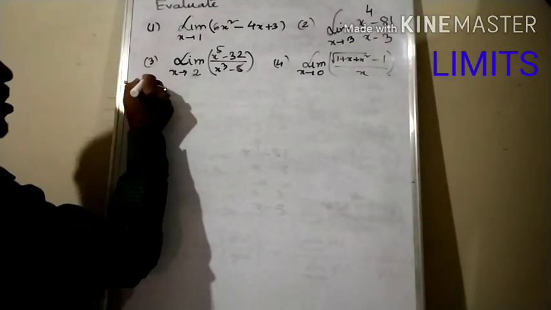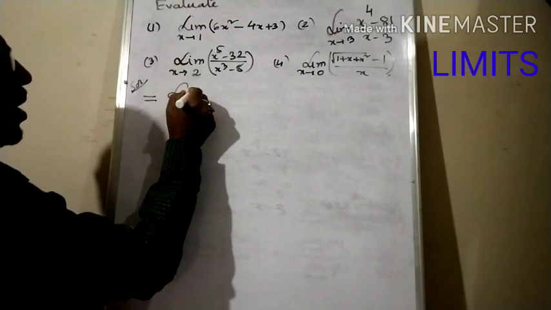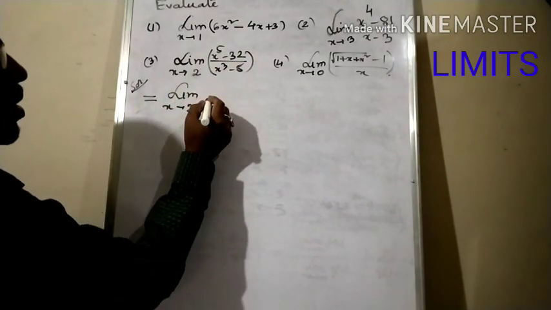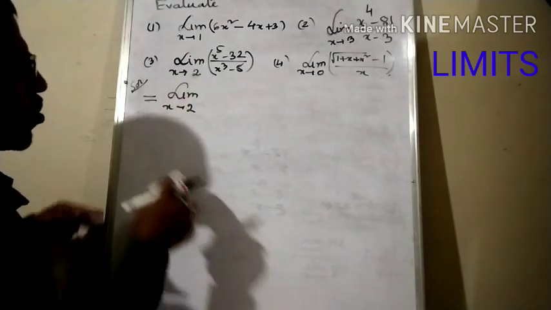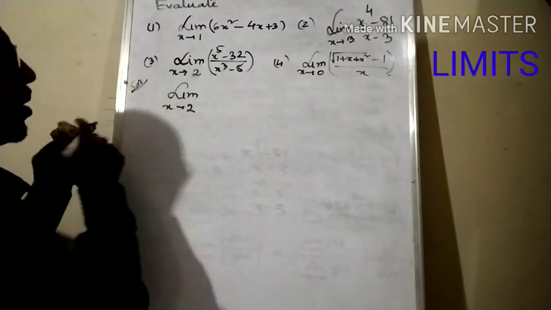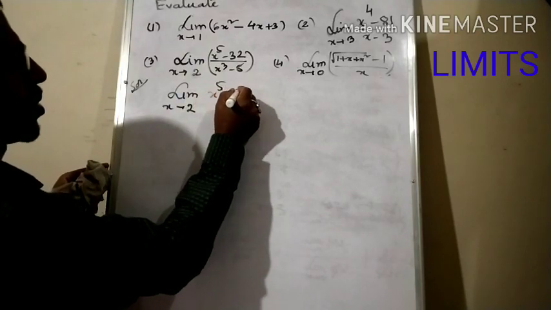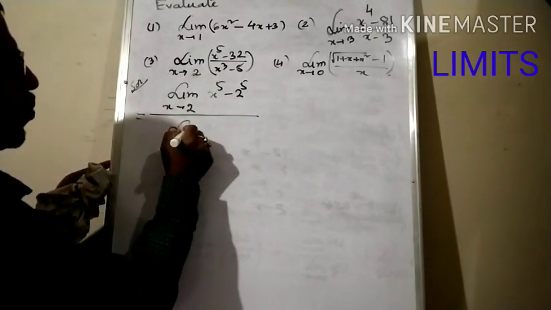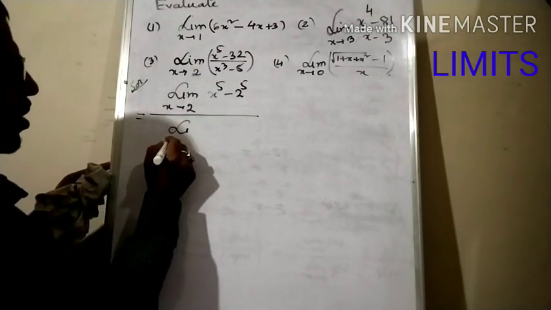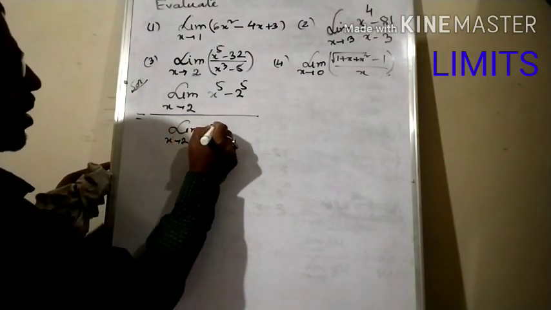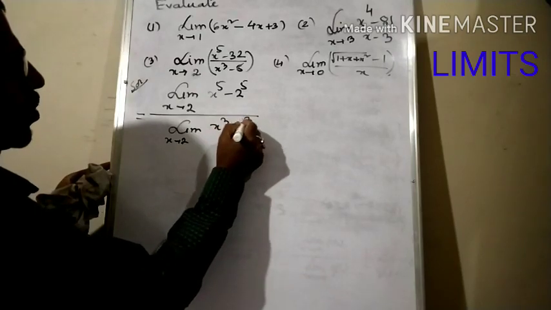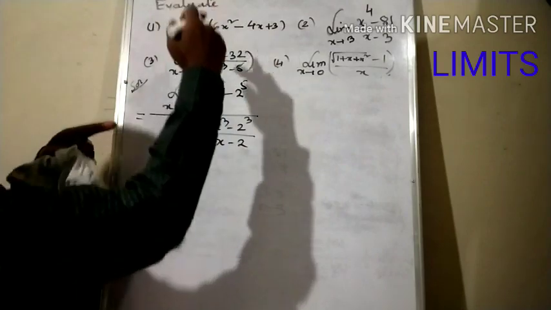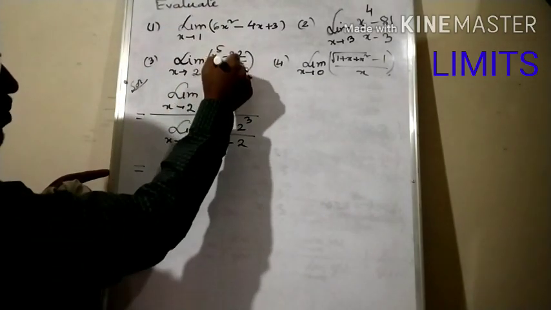This is the solution of number 3. Limit x tends to 2, x to the power 5 minus 32 by x cube minus 8. We can write x to the power 5 minus 2 to the power 5, since 2 to the power 5 is 32. Similarly, the denominator is x to the power 3 minus 2 to the power 3. So we can split it into two different functions because it is in f(x) by g(x) form.